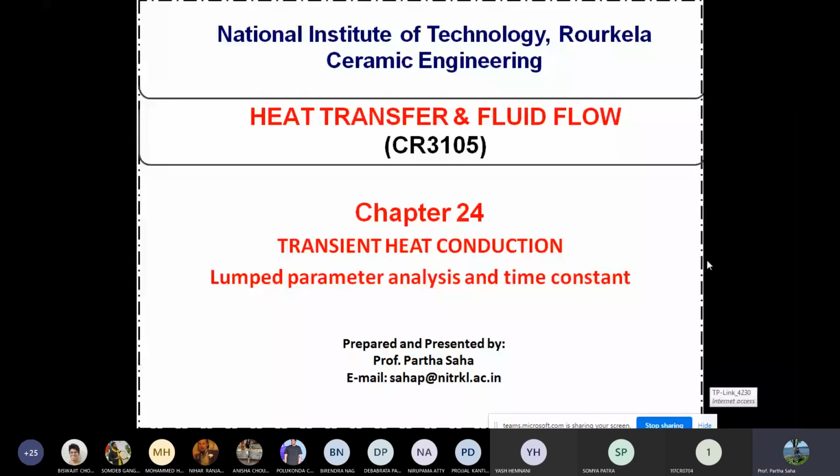Today is our chapter 24, our class number 24. So today we're going to start a new chapter, that is transient heat conduction. So far we have talked about steady state heat conduction. From today onwards we'll talk about unsteady state heat conduction, which is known as transient heat conduction. And we are going to derive mainly different equations related to lumped parameter analysis and time constants.